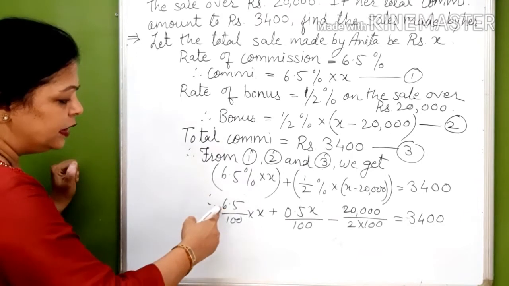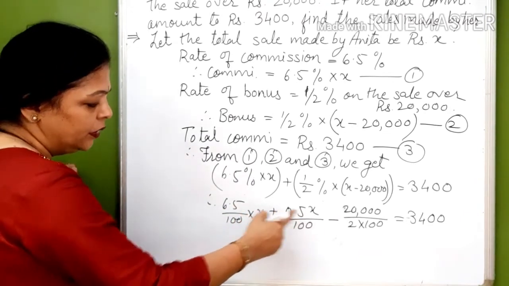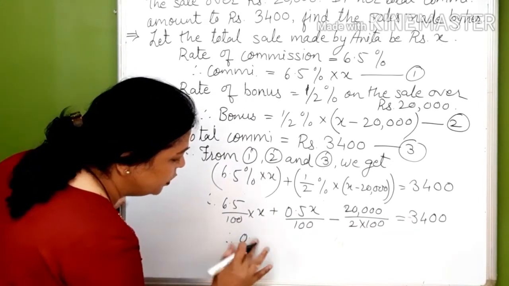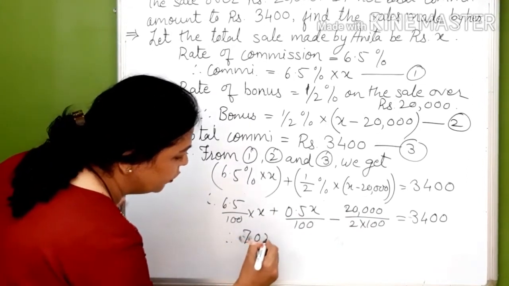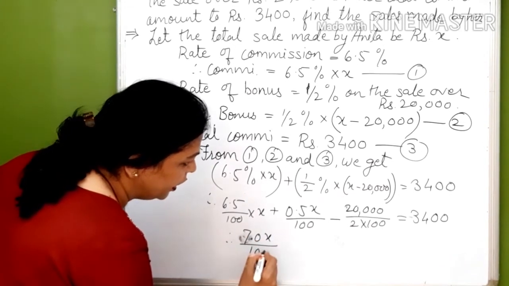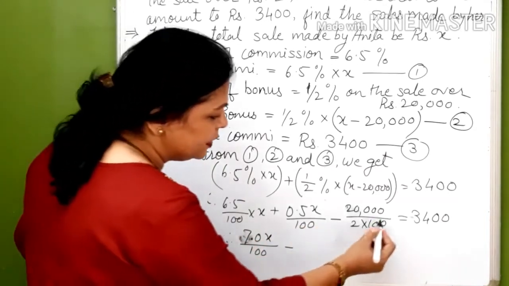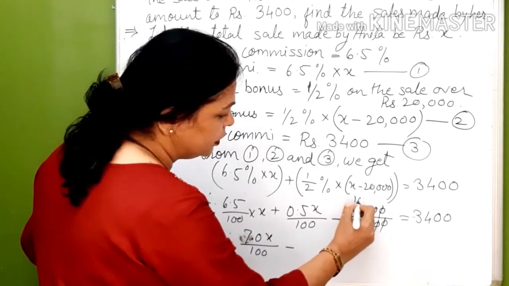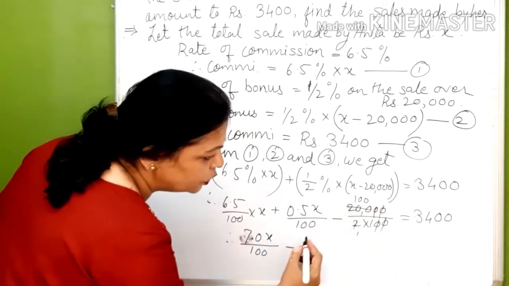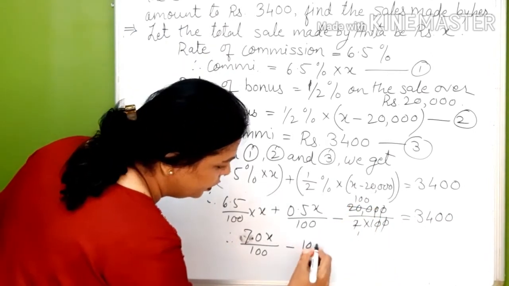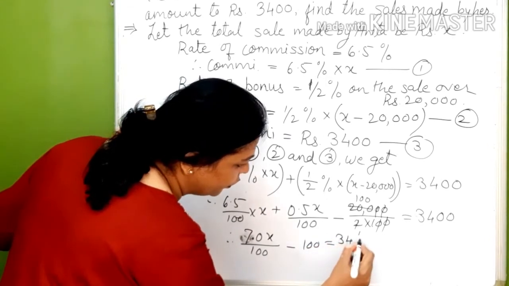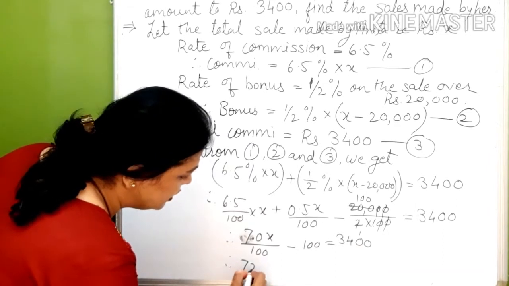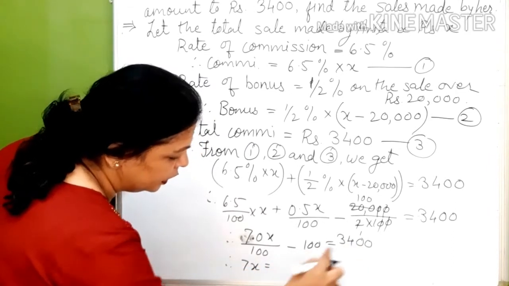Now over here 6.5 plus 0.5, so this will be 7.0x. So 7.0x upon 100 minus, how much is this? This goes with this, this goes with this. 2 ones are 2, this is 100. So you will get 100 is equal to 3,400. So let us, that is 33,000. Therefore 7x is equal to 33,000.